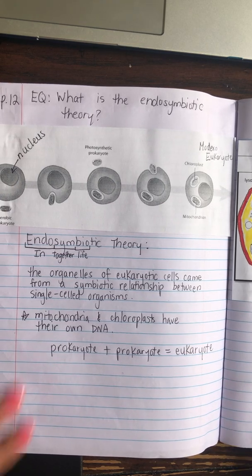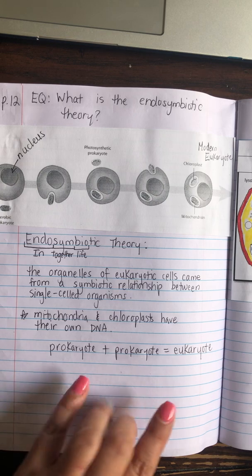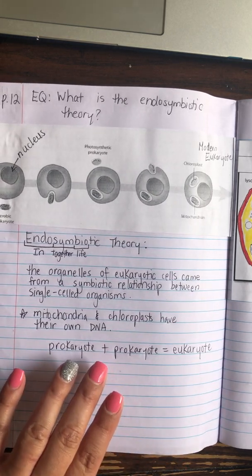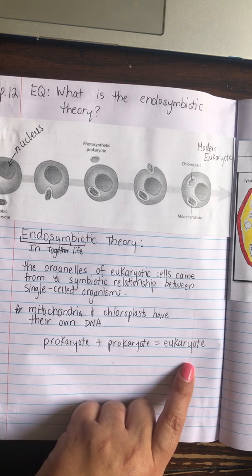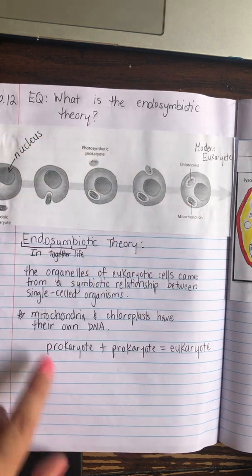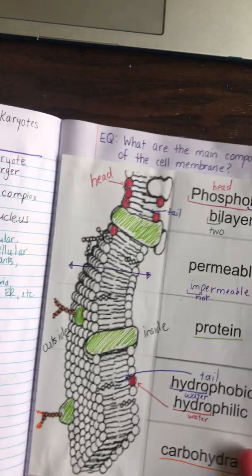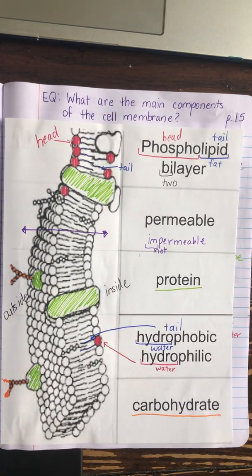I would review my endosymbiotic theory, the idea that 2 prokaryotes came together to form a modern day eukaryote, which is evidenced by the chloroplast and the mitochondria and the fact that they have their own DNA. But again, this test really does cover everything starting with page 15, okay?